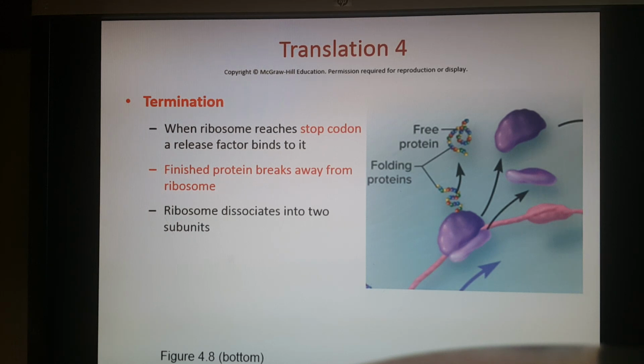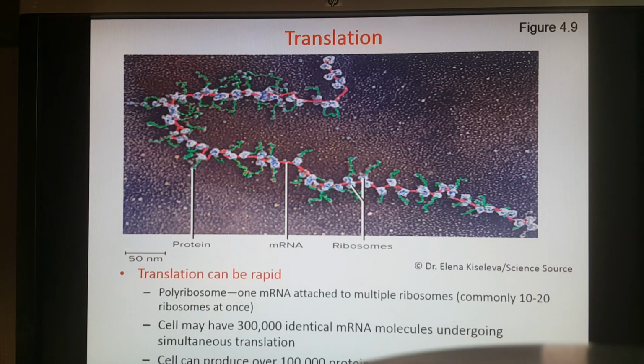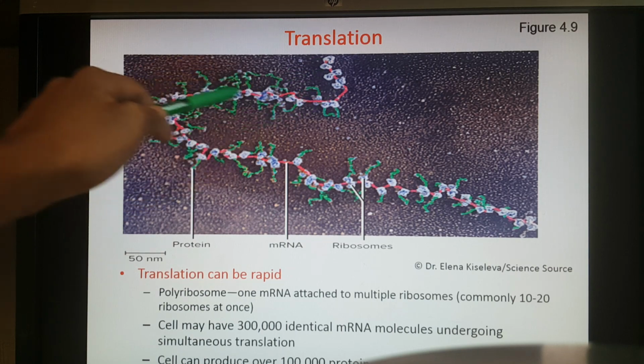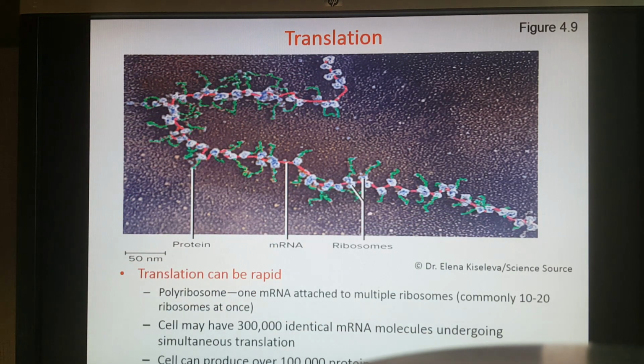Once you've reached that stop codon, the ribosome will release and the finished protein will break away from that site. For translation, you can actually make a ton of proteins at the same time. Here we have a bunch of different ribosomes making protein chains off that single strand of mRNA.